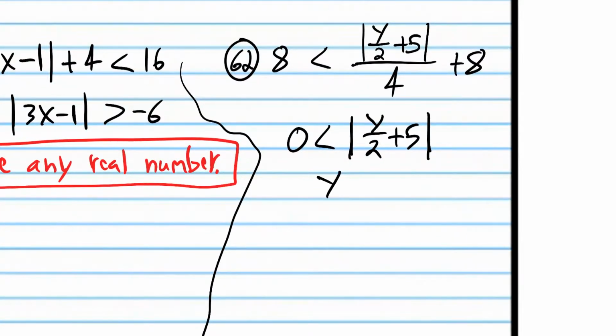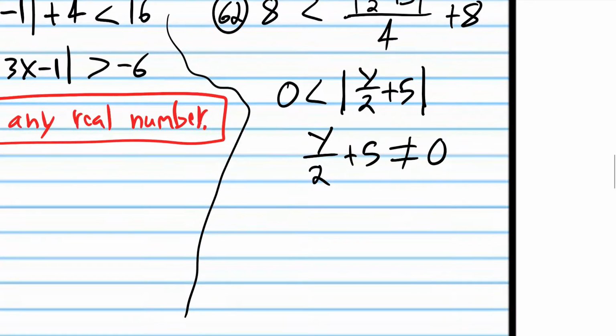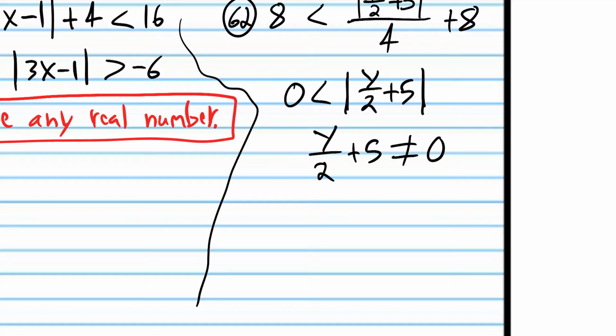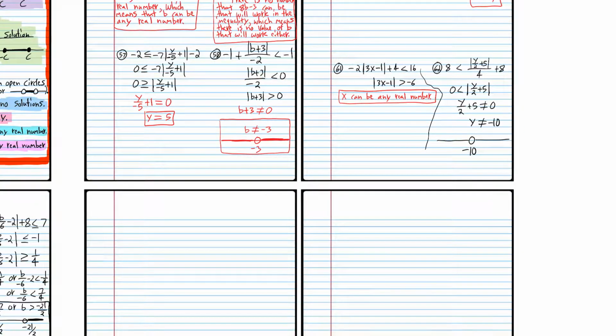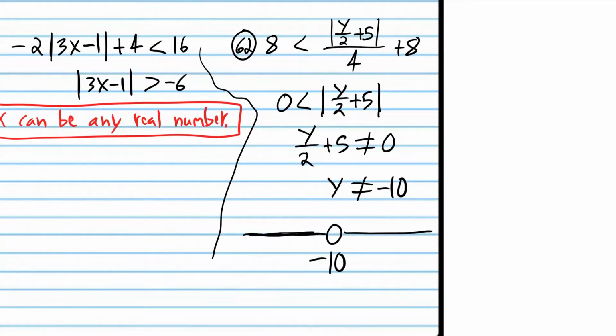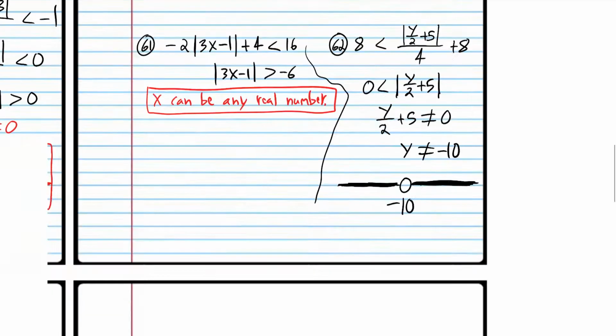So that means that y over 2 plus 5 cannot be 0. Now let's see what y would have to be in order to make that true. It looks like y could not be -10, because if you plug it in there, you get 0. So y cannot be equal to -10, and if you graph that out, it looks like that. So that means that we can plug in any number less than -10 and any number greater than -10, and they all work.